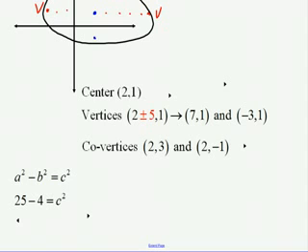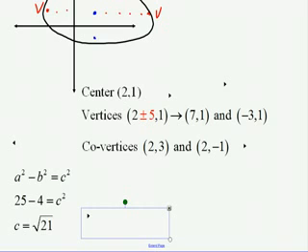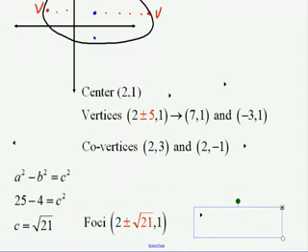So my foci are going to run along the major axis with all the other things like the vertex and the center. So they're going to be the square root of 21 spaces to the right and left of the center, or 2 plus the square root of 21, comma 1, and 2 minus the square root of 21, comma 1.